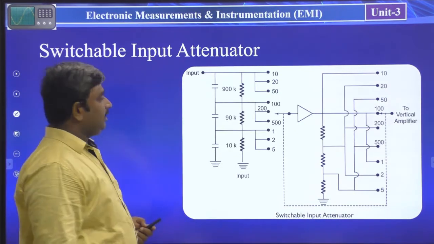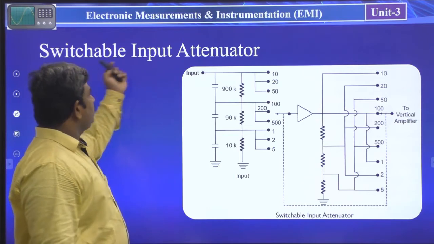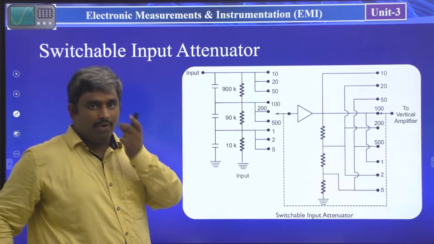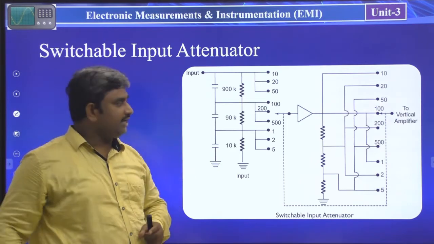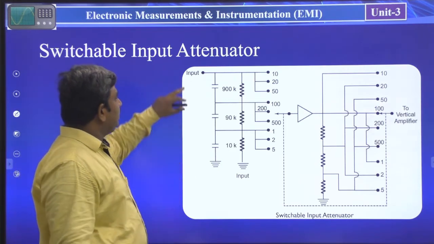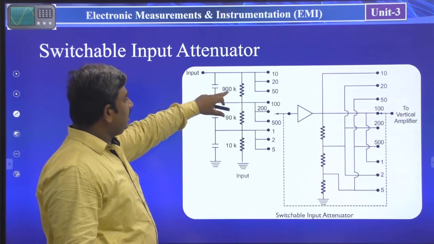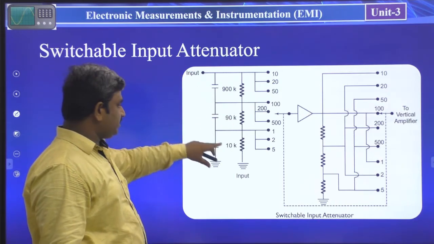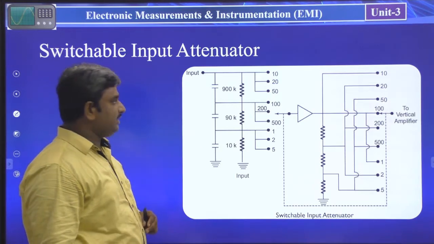And the last attenuator is the switchable input attenuator. That means we have switchable operations at the input attenuator. So see here, we have the input signal, a 900 kilo ohm resistor with a capacitor, a 90 kilo ohms resistor with a capacitor, and a 10 kilo ohms resistor with a capacitor.